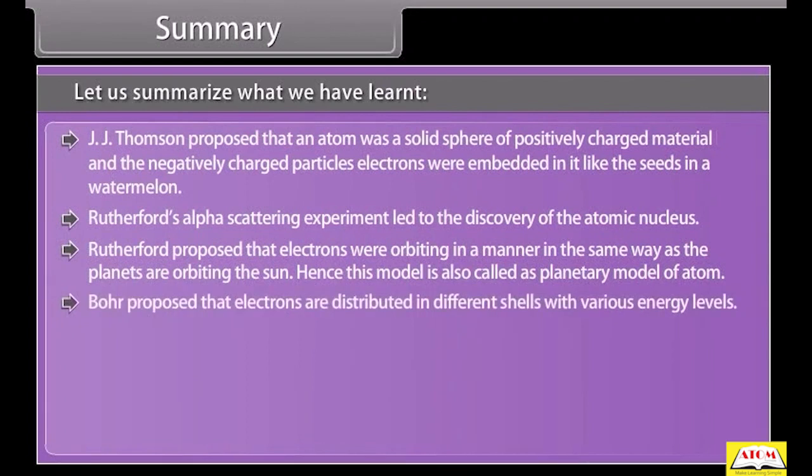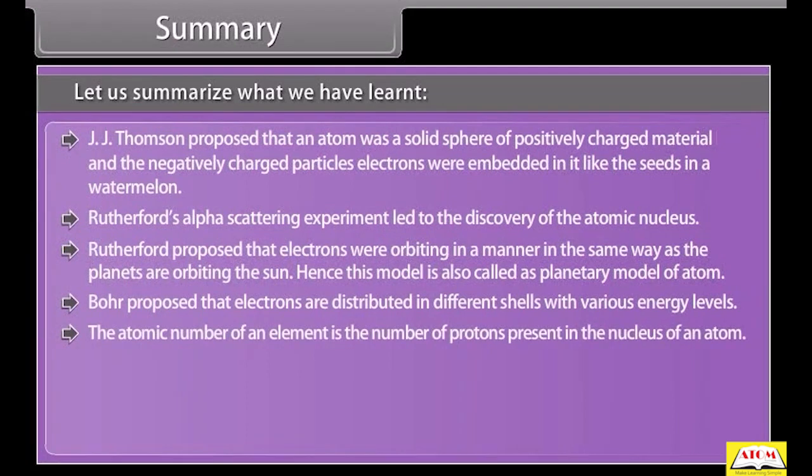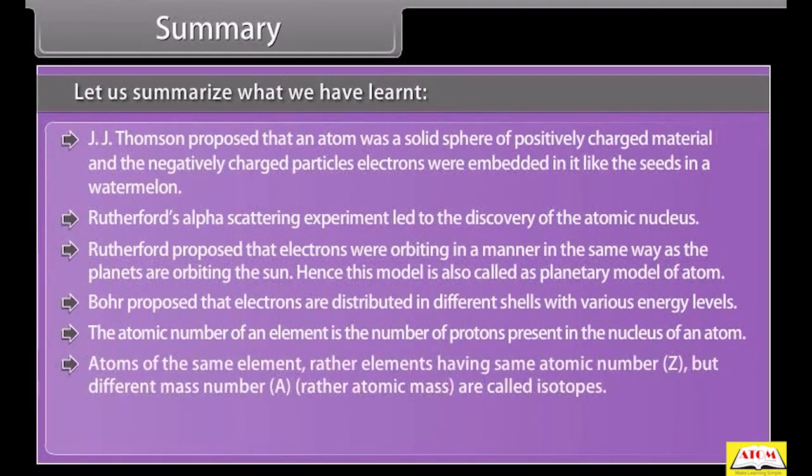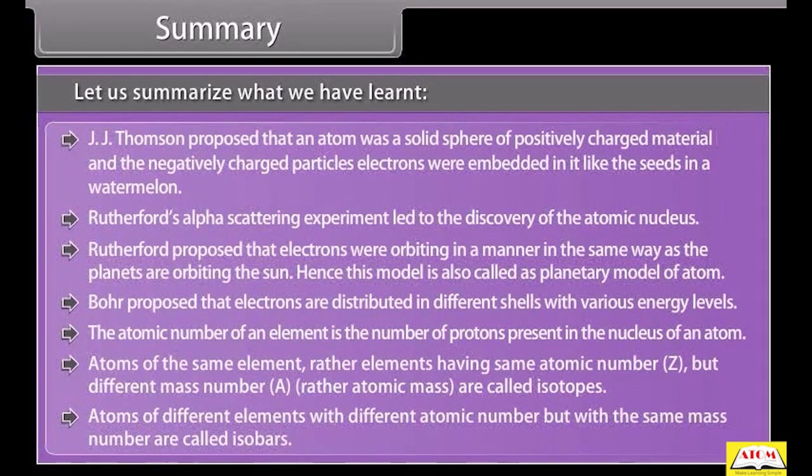Bohr proposed that electrons are distributed in different shells with various energy levels. The atomic number of an element is the number of protons present in the nucleus of an atom. Atoms of the same element, or rather elements having the same atomic number Z but different mass number A, or rather atomic mass, are called isotopes. Atoms of different elements with different atomic number but with the same mass number are called isobars.